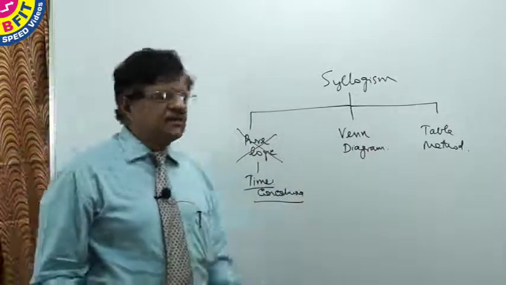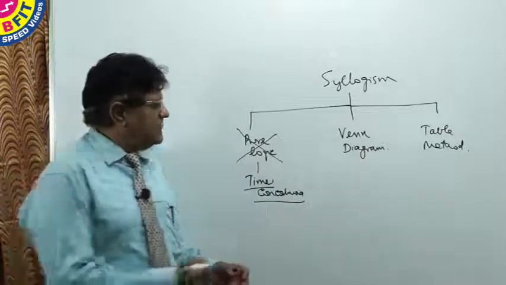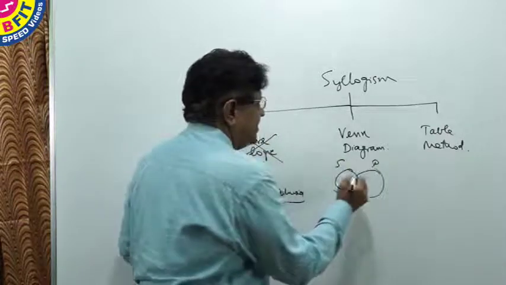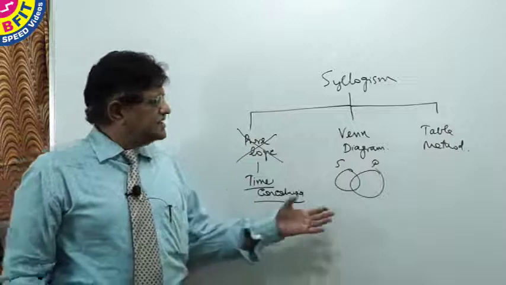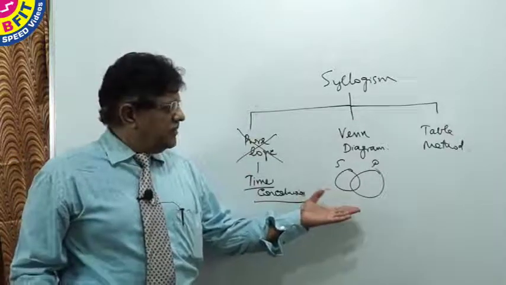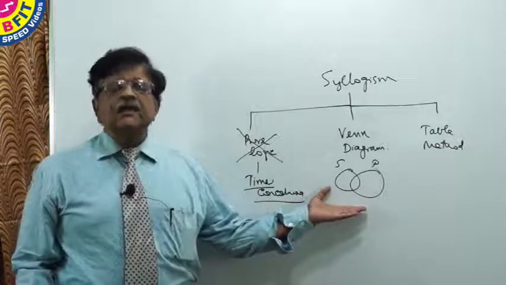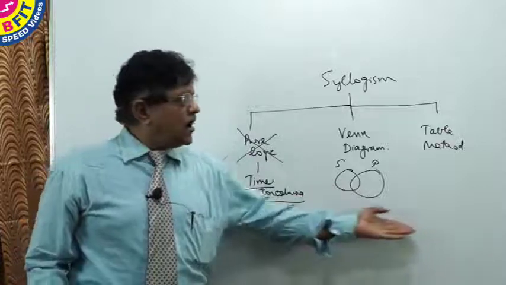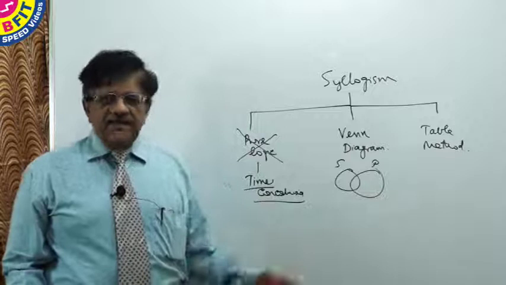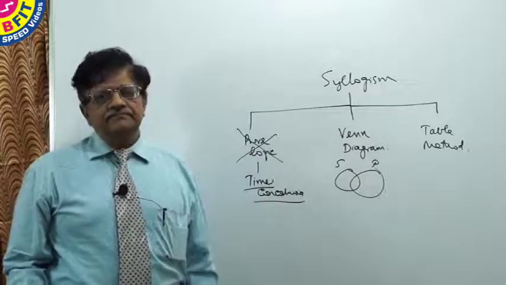Then the second method is Venn diagram. Under Venn diagram, what we do is we draw small circles, and then we draw the conclusions. The method is fairly easy. It is simple to learn. But the problem is when we go to logical statements 3 and more, we have to draw more and more diagrams. And the method becomes very complex. And then some of the conclusions cannot be arrived at using Venn diagram.